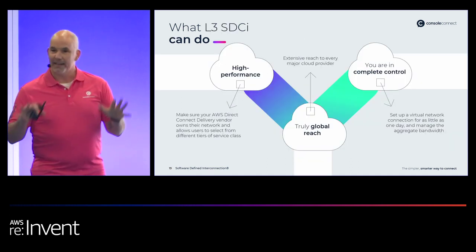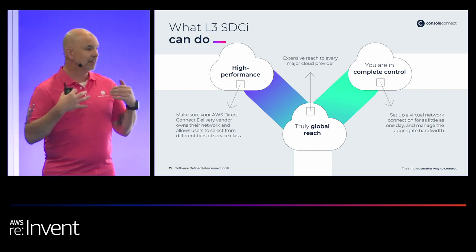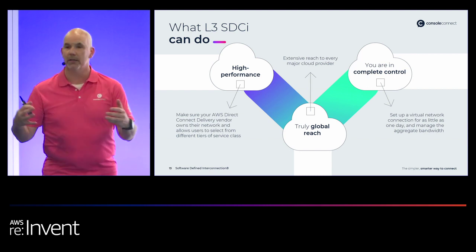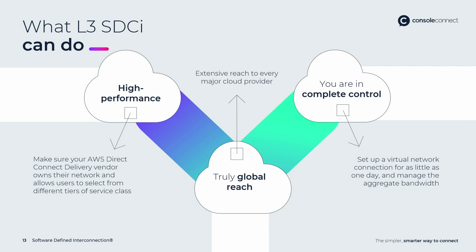So if you've decided that this sounds pretty neat, you're now asking yourself, well, what do I need to look for in a layer 3 software-defined interconnect provider? One of the first things you're going to look at is this high performance aspect of it. You're going to want to look at your vendor and make sure that they own the network that you are now provisioning on top of. It's important and it allows a lot of flexibility.